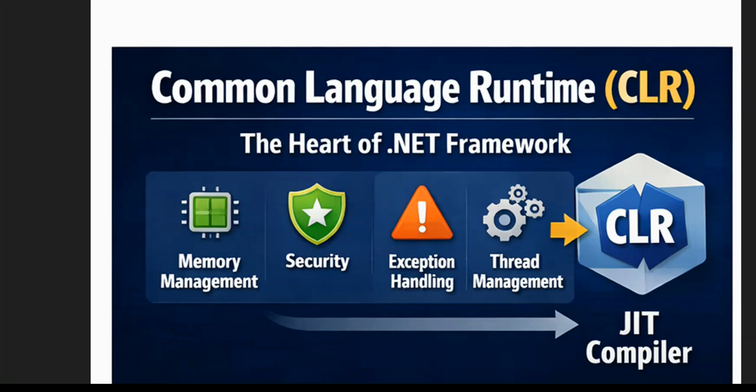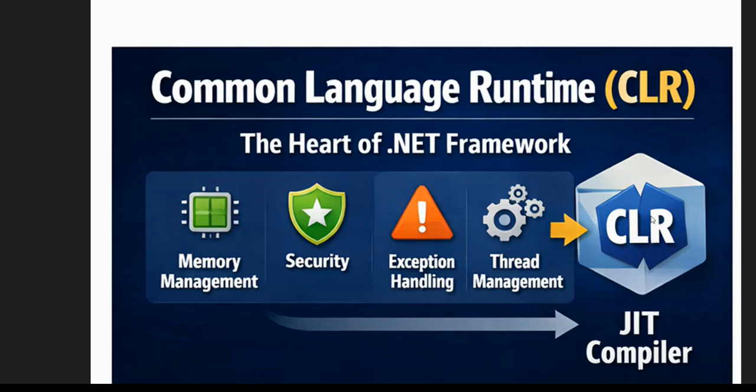Today we are going to talk about something very interesting. What were the special features introduced in the first version of .NET Framework? The first version of the .NET Framework was released by Microsoft in 2002, and it completely changed how Windows applications were built. Let's explore the most important features that made .NET revolutionary.